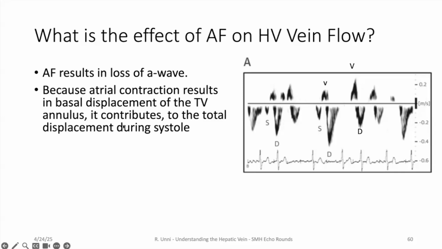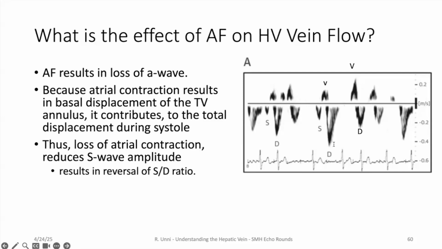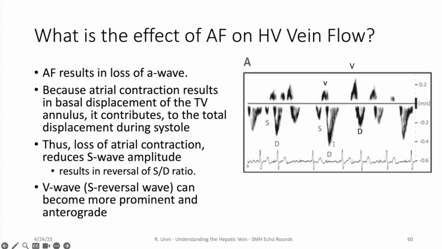And so with a lot of patients with atrial fibrillation, not only do you have a loss of your A wave, but you have a reversal of this SD relationship. We just talked about how supposedly with TR you get this reversal. Well, with AFib you get the reversal as well. And it turns out that you have more prominent V waves, or what has been described in literature as an S reversal wave. Unfortunately, the nomenclature of a V wave is not consistent in the literature, but you can see that right after systole in atrial fibrillation, you get anterograde V waves.